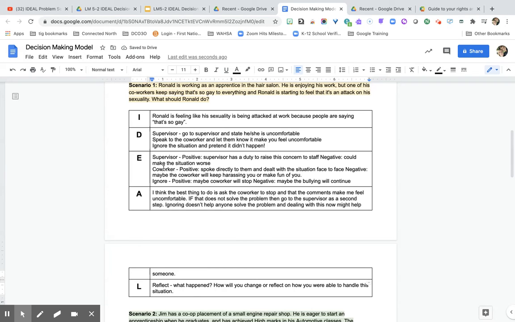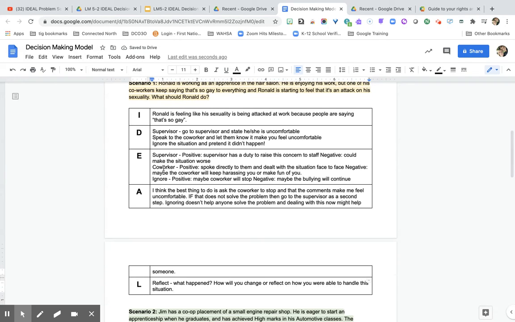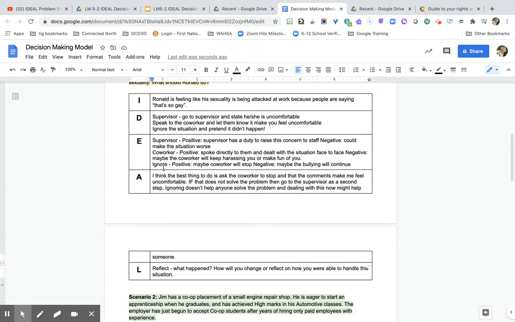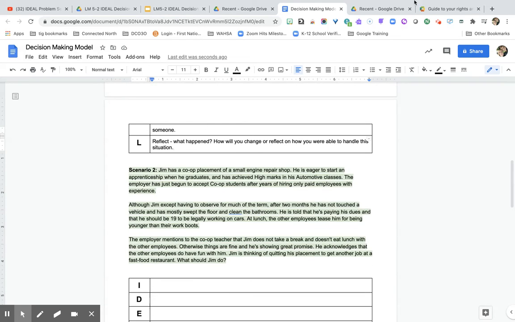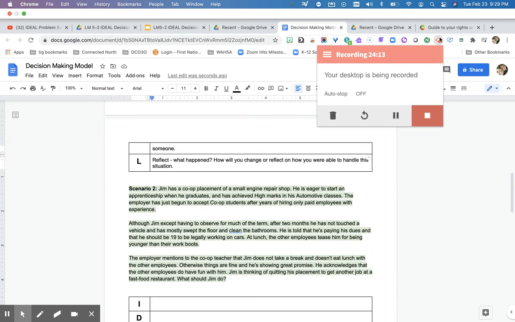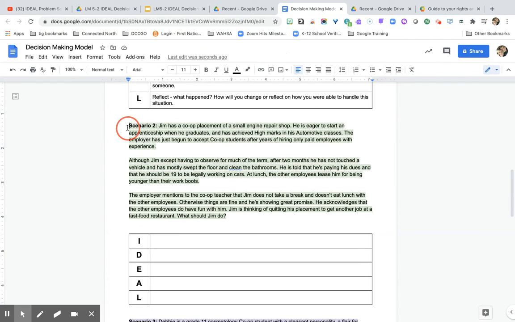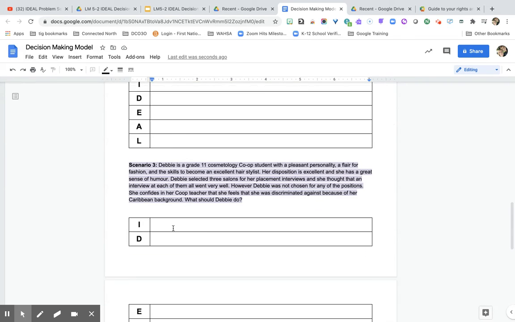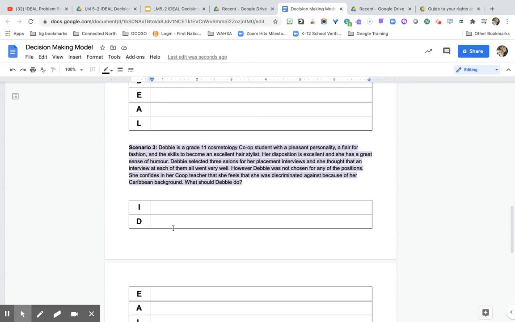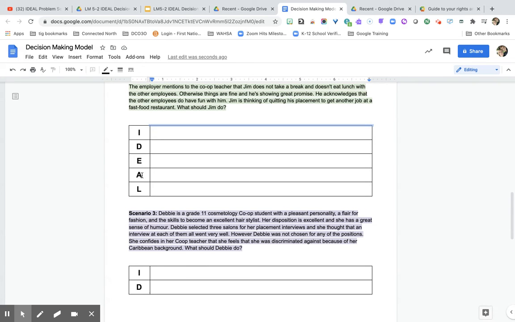Okay, so that's the ideal decision-making model. We're going to watch another video to show you how to sort through that so you don't have to listen to me all the time. And then your task for this class today, and we're already at 24 minutes, is you're going to go through these next two scenarios, and you're going to use the ideal decision-making model to try and come up with a way to get at least to the action.